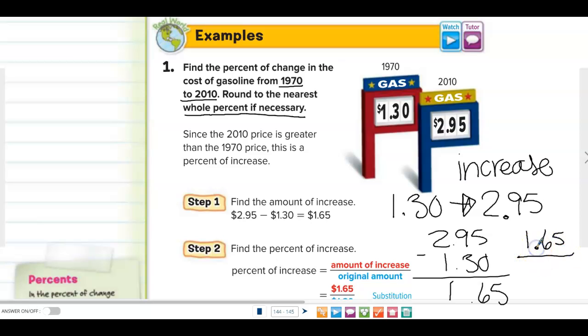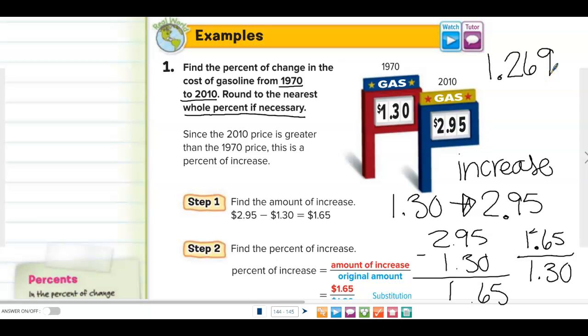And then on bottom, what was the original cost? Madison, what do you think our original cost was? $1.30, because that's what we started with, right? So $1.30. So then in our calculators, we would take $1.65 divided by $1.30. Raise your hand when you get that. Lakin, what'd you get? I got 1.269230769.